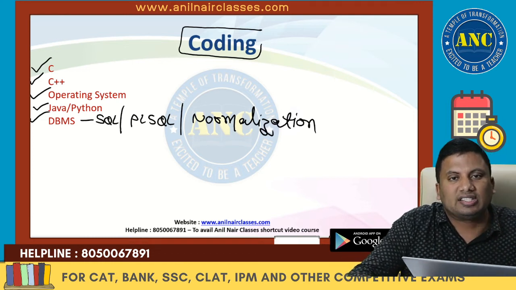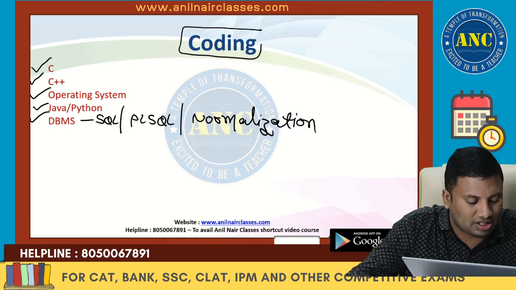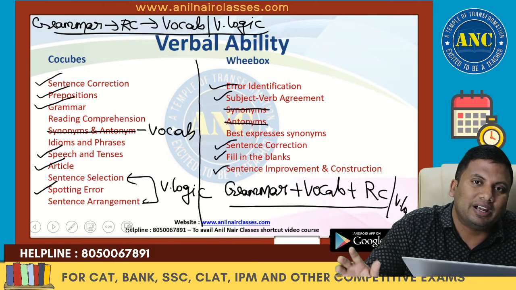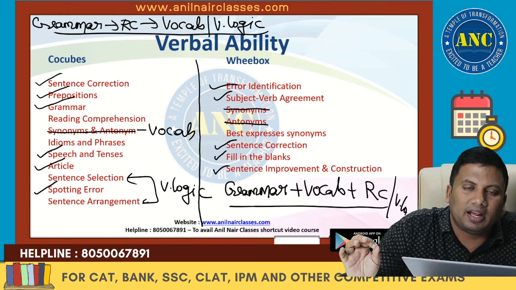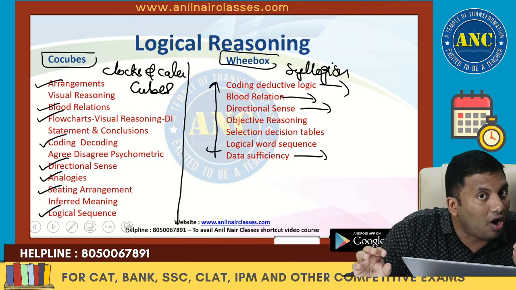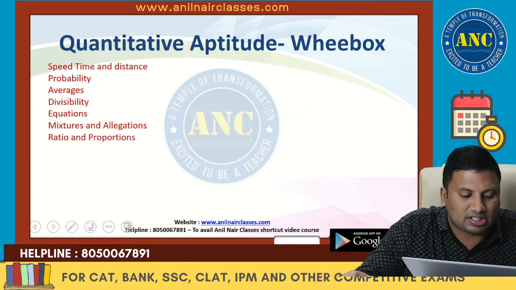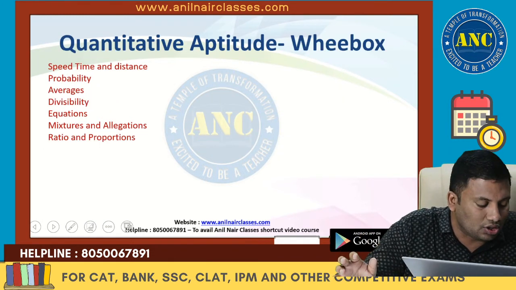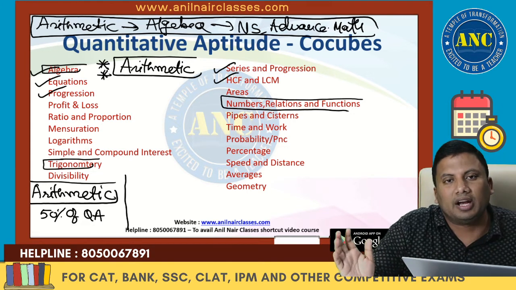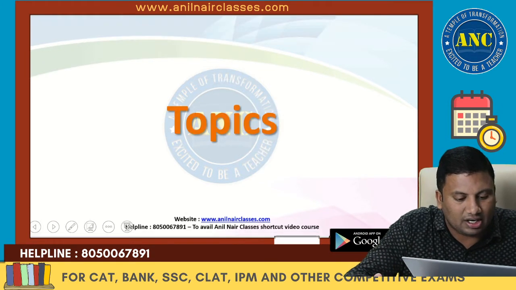Coding, it is C, C++, operating system, Java, Python basics and DBMS. Verbal ability, grammar, vocabulary, reading comprehension and verbal logic, logical reasoning. Almost every topic is extremely important. Quantitative aptitude, the extremely important topic is arithmetic, then algebra, then number system, advanced maths and geometry.